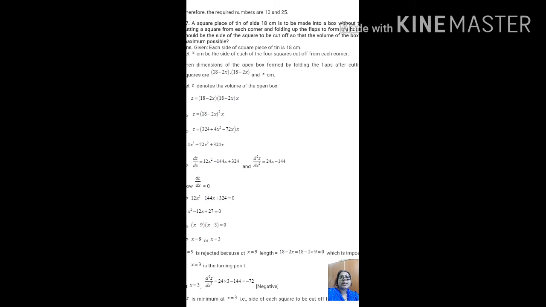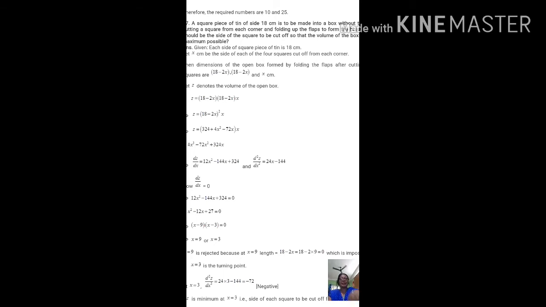I am discussing now one very important sum. A square piece of tin of side 18 centimeter is to be made into a box without top by cutting a square from each corner and folding up the flaps to form the box. What should be the side of the square to be cut off so that the volume of the box is the maximum possible? So here one square is given.